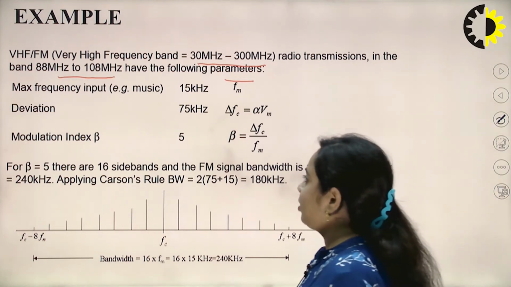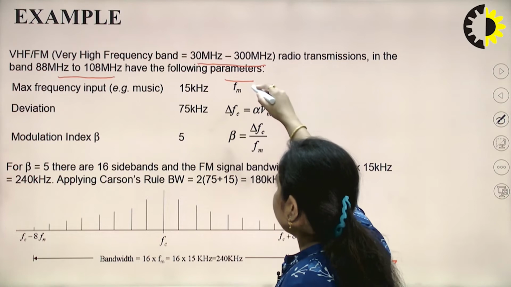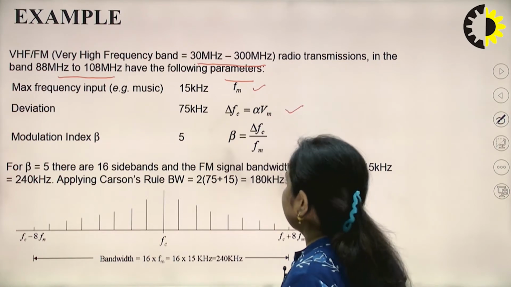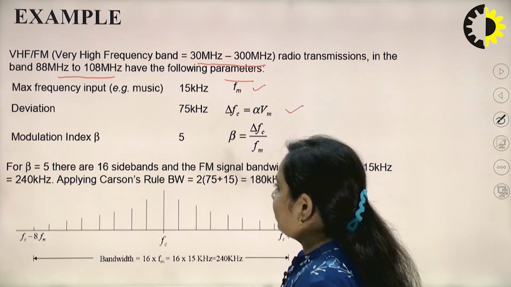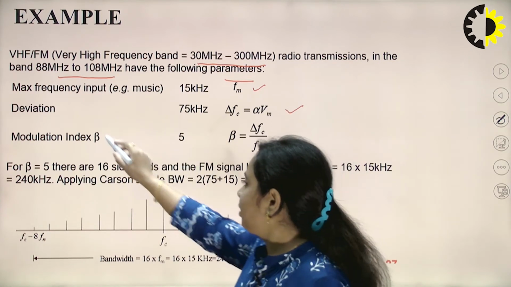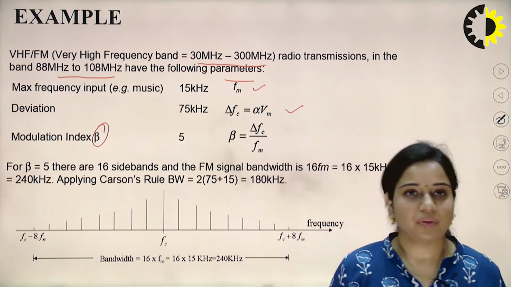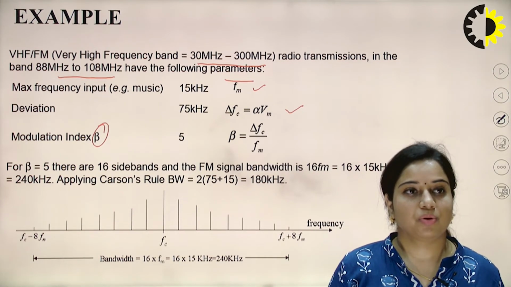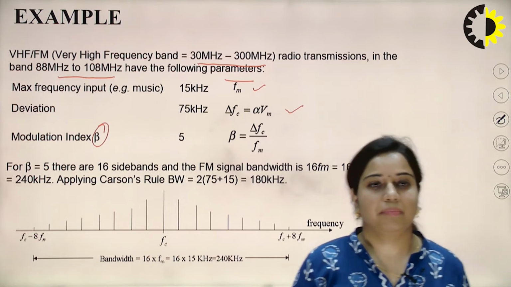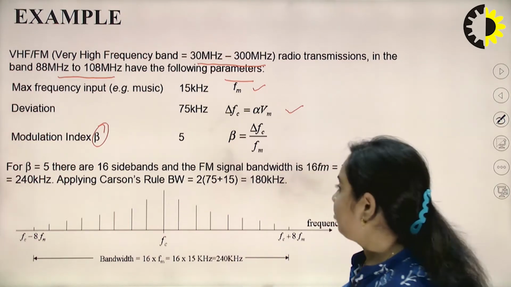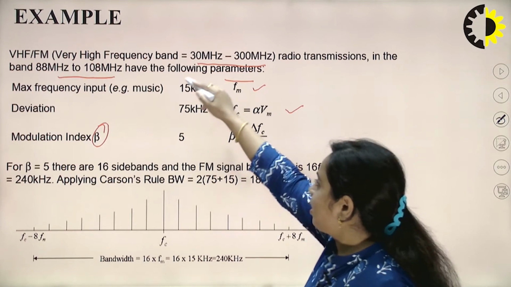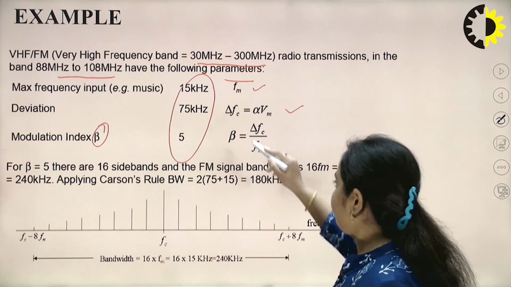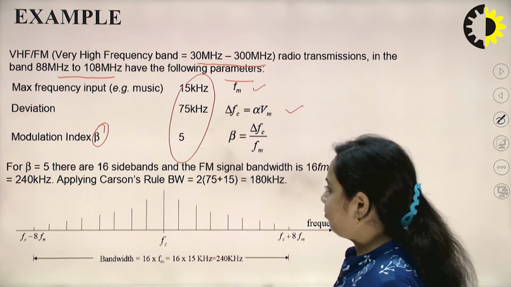So the maximum frequency input, fm, is equal to 15 kilohertz. Its deviation, that is delta fc, is equal to 75 kilohertz. Then the modulation index, that is beta. In the standard form, the modulation index can be shown by a parameter, that is beta. So here beta will be equal to 5. So these are the standard parameters related to the FM signal. So the beta formula will be delta fc upon fm.